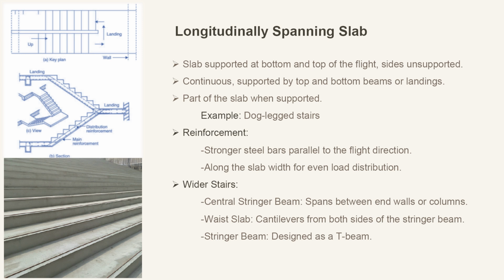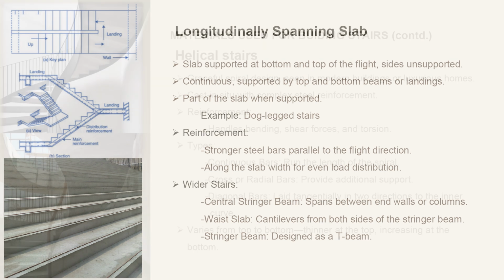Now, sometimes for the wider stairs, we add a central stringer beam. This beam spans between the end walls or columns supporting the stair slab, also known as the waist slab. The waist slab is designed to cantilever out on both sides of the stringer beam, meaning it extends outwards. Additionally, the stringer beam itself is designed as a T-beam, giving it additional strength and stability. That is all about RCC stairs.